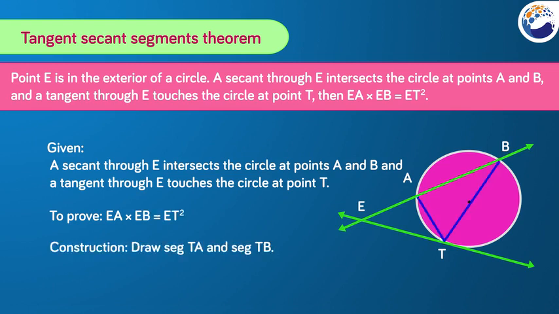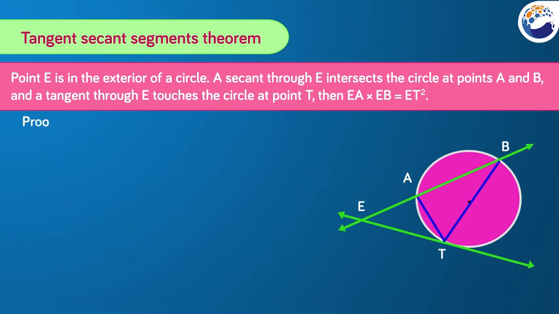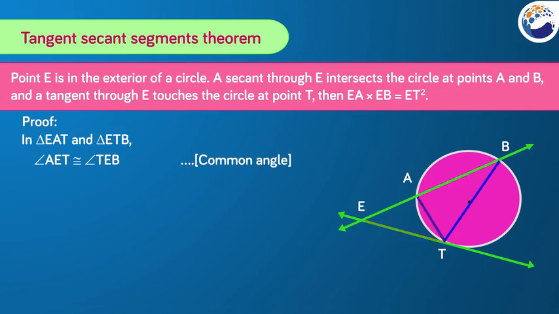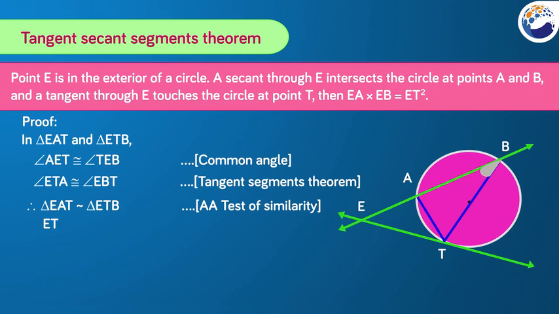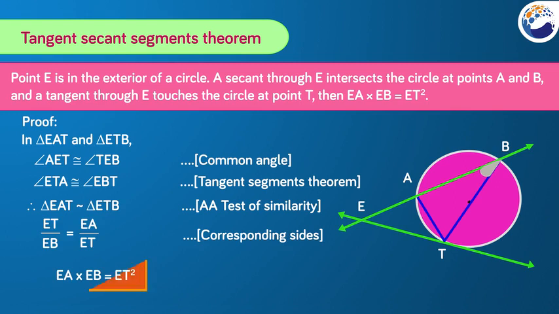Construction: draw segment TA and segment TB. Proof: in triangle EAT and triangle ETB, angle AET is congruent to angle TEB, common angle. Angle ETA is congruent to angle EBT, tangent secant segments theorem. Therefore, triangle EAT is similar to triangle ETB, AA test of similarity. Therefore, ET upon EB is equal to EA upon ET, corresponding sides. Therefore, EA into EB is equal to ET square.